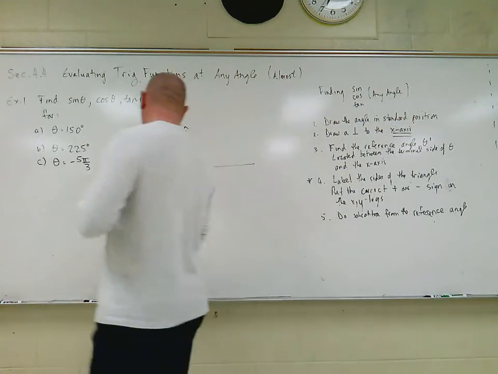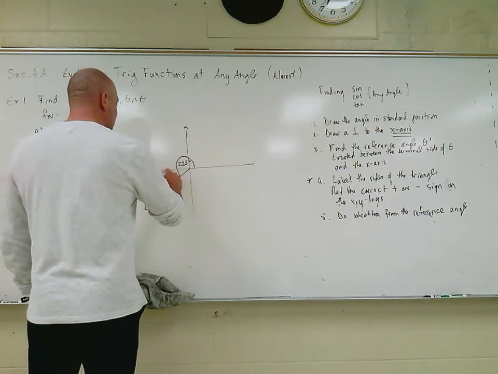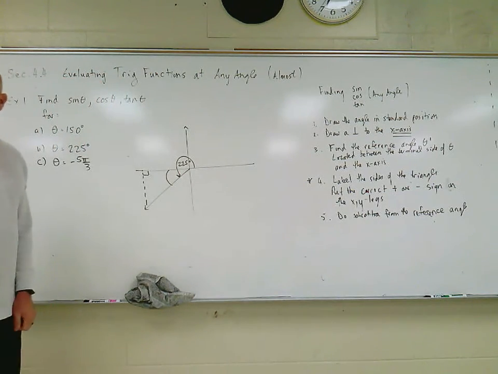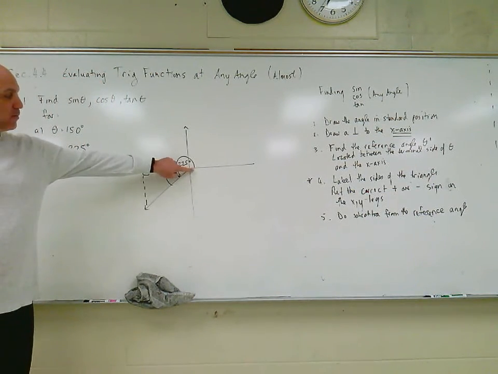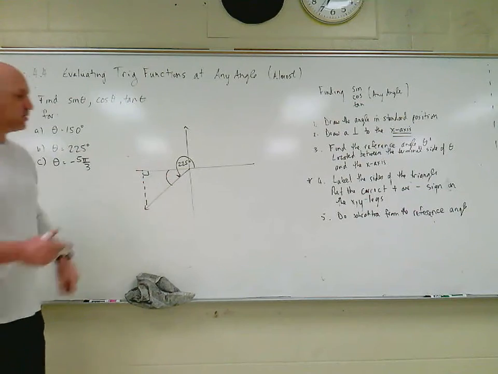Step one, draw the angle. Step two, draw a perpendicular to the x. Did that. Reference angle is here. So if from positive x to here is 225, what's the reference angle have to be? 45, because it's 45 past 180.